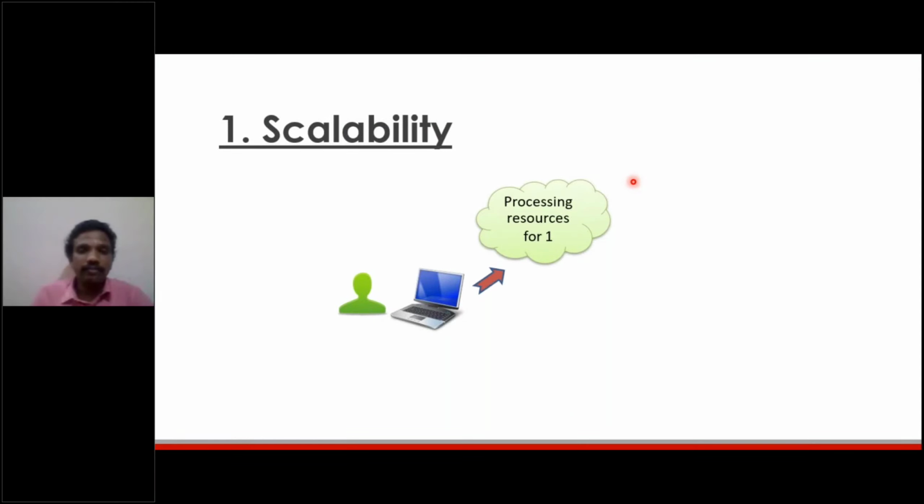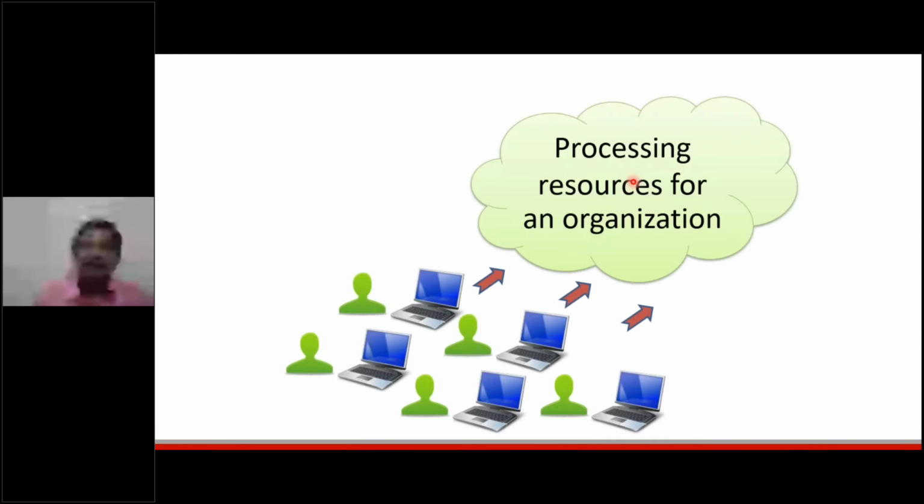The first and foremost advantage of cloud is scale. If one user requests, it provides the service. 100 user requests, it provides the service. If 1 lakh user requests, it provides the service. If users increase, it automatically scales up and provides the service. If users reduce, it automatically scales down. So it will be called a scalable service.